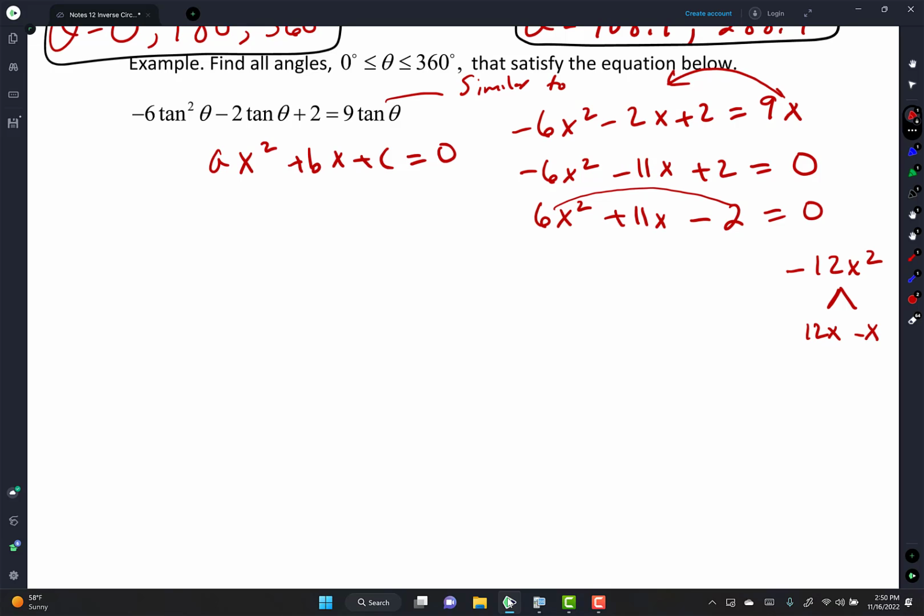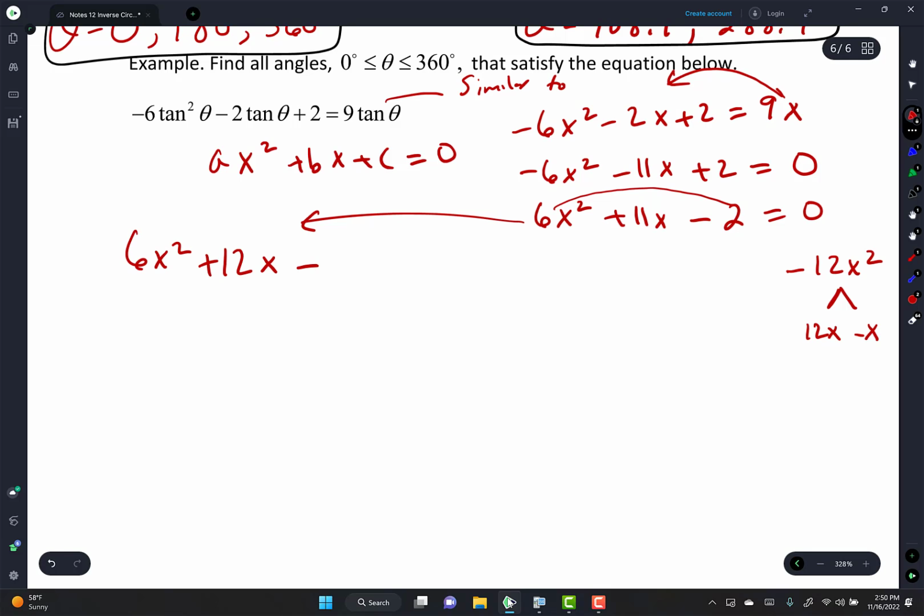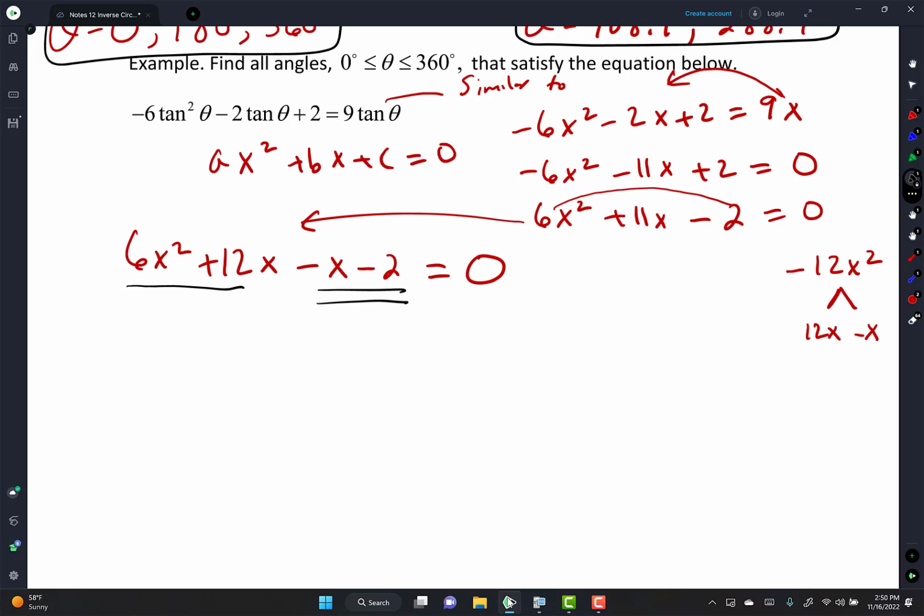So check it out. Here's what I'm going to do. I'm going to put this over here. I'm going to write 6x squared plus 12x minus x minus 2. All that equals 0. Are we okay? All right. Here's what I want you guys to see. I'm going to group these two, I'm going to group these two, grouping them in pairs.